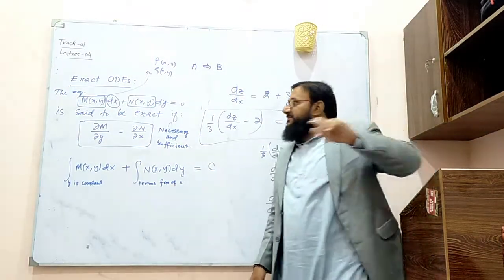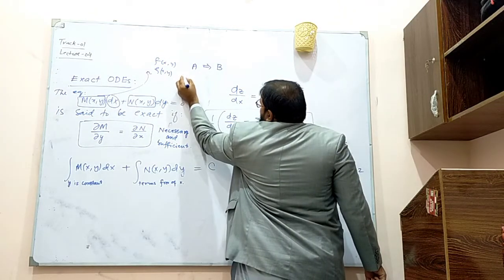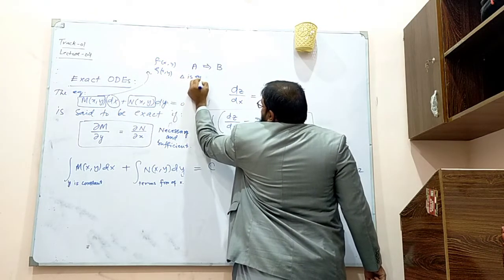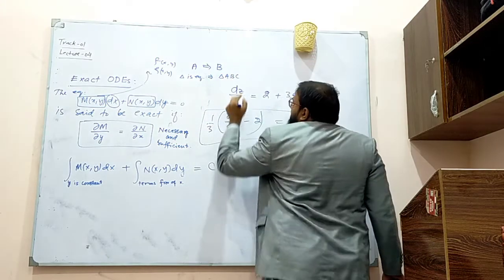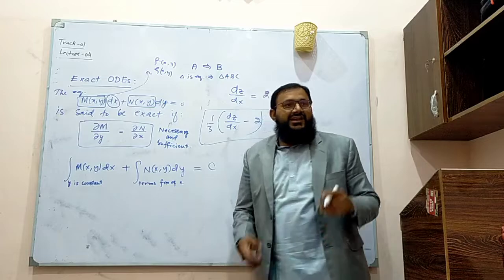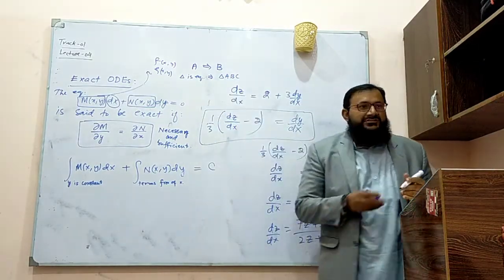A implies B. If a triangle is equilateral, it implies that it's a triangle. Obviously, if a triangle is equilateral, it is a triangle. So which one is necessary and which one is sufficient?